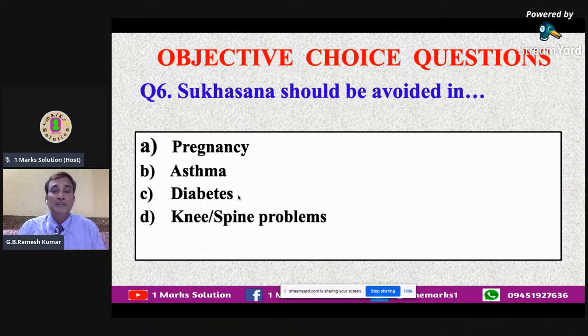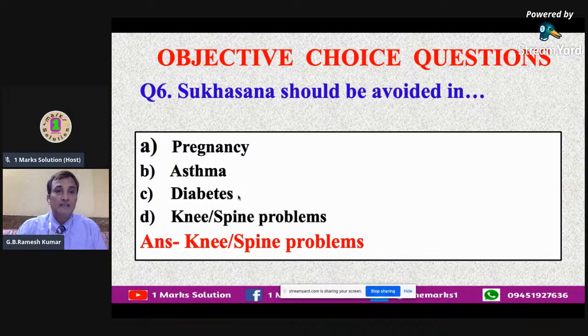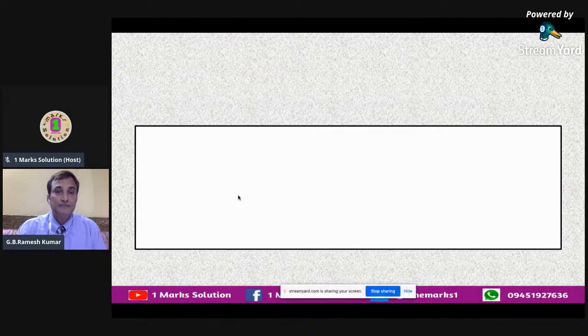It's knee and spine problems. People who are suffering with knee problems and spine problems, meaning back pain, when they sit on the ground, they get more stress on the knees as well as the spine. So people who are suffering with knee and spine problems should avoid Sukhasana. The answer is knee and spine problems, D.